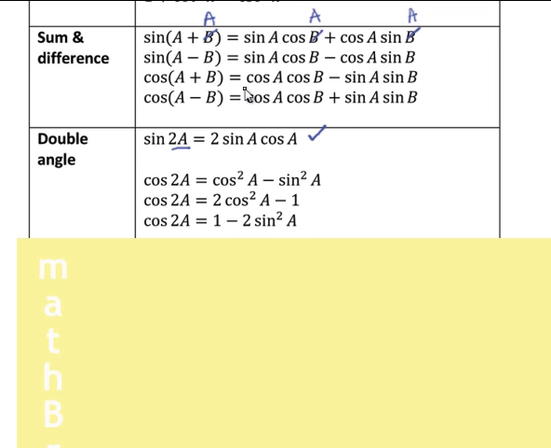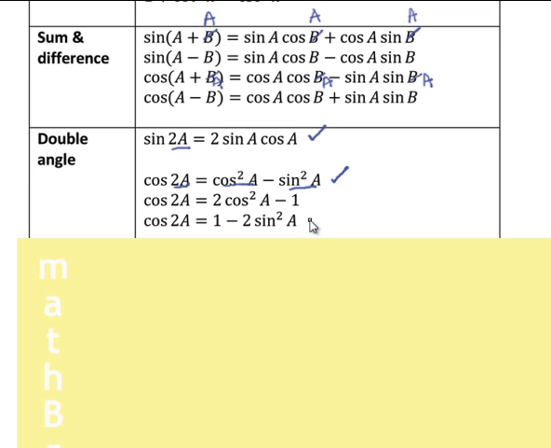Now, cos 2a comes from this formula, also replacing b with an a. The same way we did above, just replace the b with an a. And here we have a plus a, that's our 2a. And here we have cos a, that's our cos squared a. And here we have sine a, that's our sine squared a. So that's where this formula comes from.